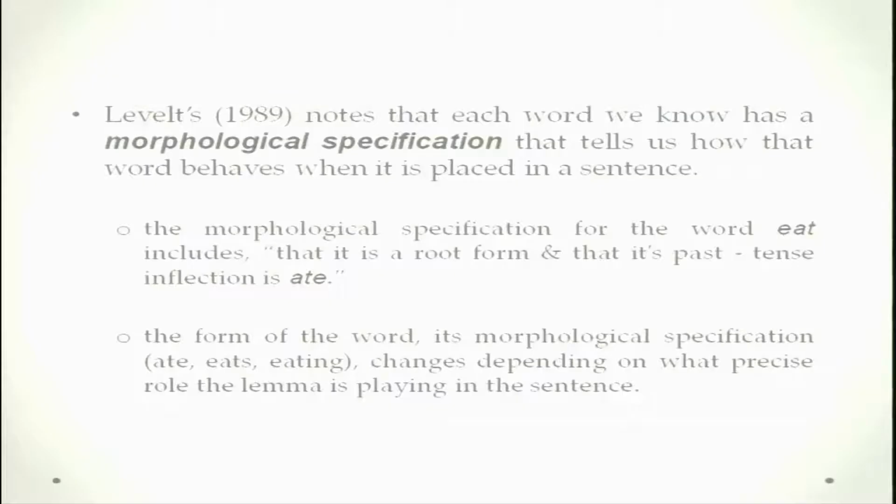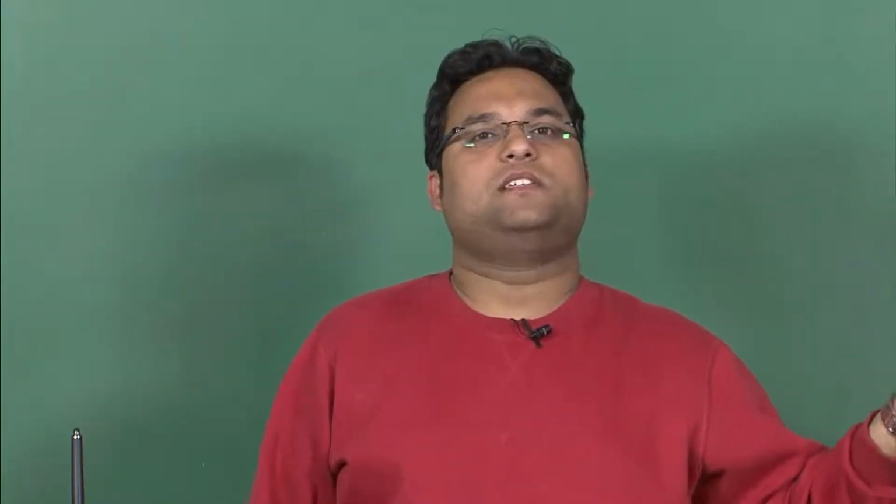So the morphological specification for the word eat includes that eat is a root form, and that its past tense is ate. So now you see, if I have to talk about how X ate my burger, I cannot use X eat my burger or X is eating my burger because that has already happened. I have to have an idea that X ate my burger. Ate is derived from root form eat, and represents the past tense of eat.